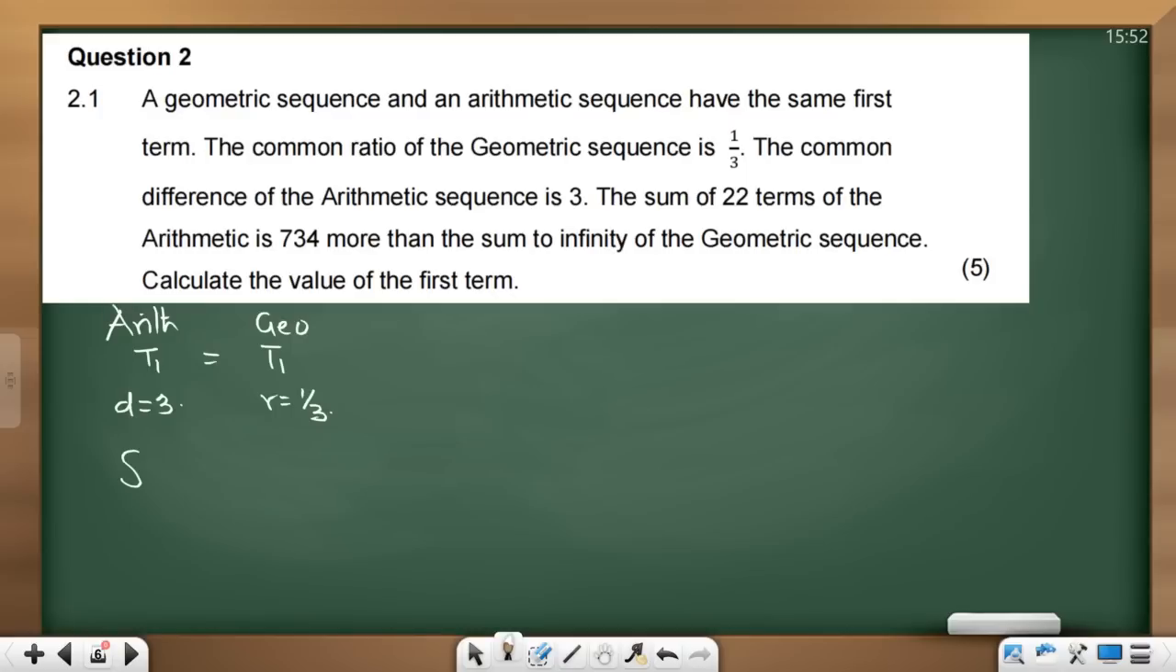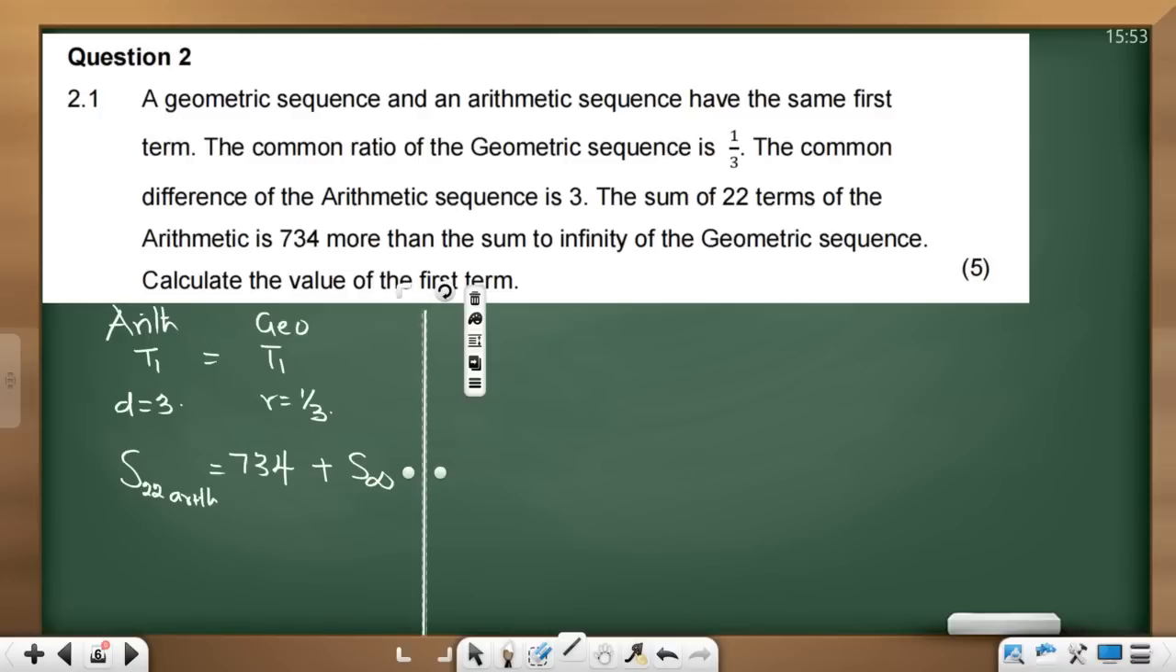Hold on. Sum of this arithmetic is 734 more than. More than means plus, above. Sum to what? Infinity of the geometric. Guys, you've got to learn to interpret. Don't rush it. Statement by statement. What are we looking for? We're looking for T1.